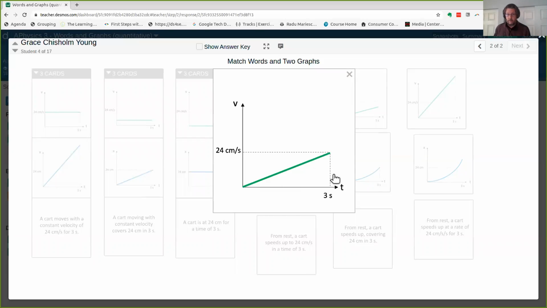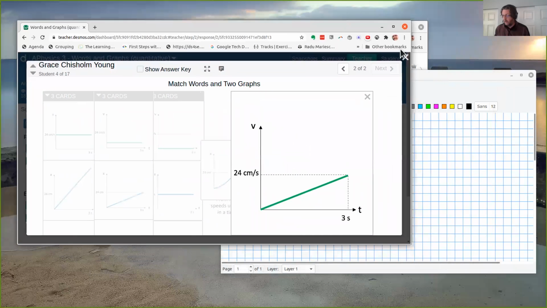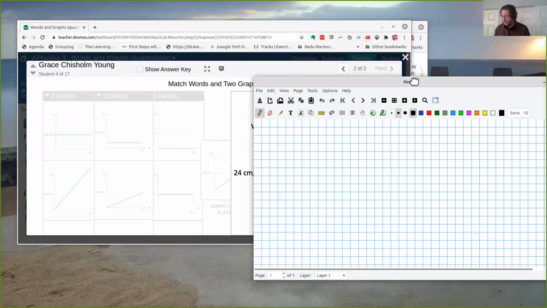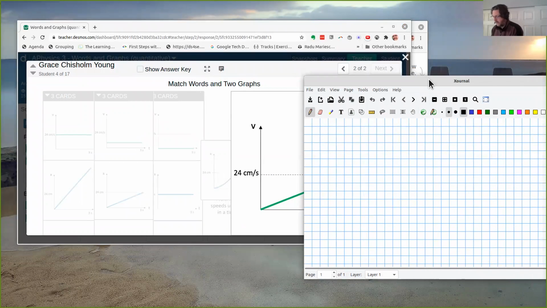this velocity graph. So the area underneath this is this triangle right here that I'm highlighting. Okay. The base of that triangle is 3. The height of that triangle is 24. So let me write that down. So I've got a triangle whose base is 3 seconds, whose height is 24 centimeters per second.